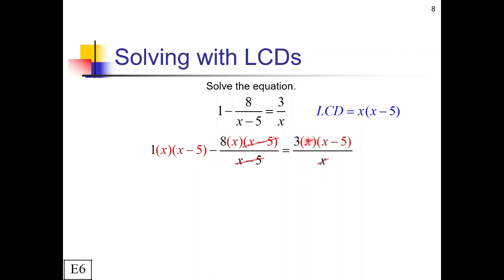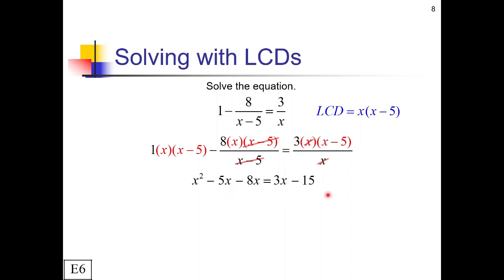So cleaning this up a little bit and simplifying, we have x times x is x squared, and x times negative 5 is negative 5x. And now this is a negative 8x right there. And over here we have equals, and now we distribute this 3, so that's 3x minus 15.